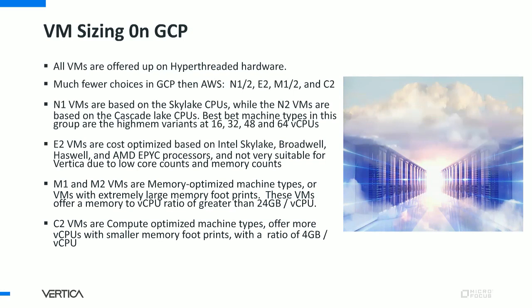GCP does offer a handful of VM types, which they categorize by letter. But for us, most of these don't make great choices for Vertica nodes. The N series, however, does offer a good core-to-memory ratio, especially when you're looking at the high mem variants. Also, keep in mind, performance in I/O, such as network and disk, are partially dependent on the VM size, so customers in GCP space should be focusing on 16 vCPU VMs and above for their Vertica nodes.